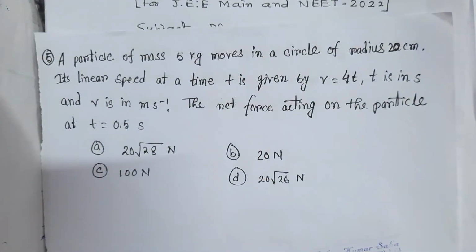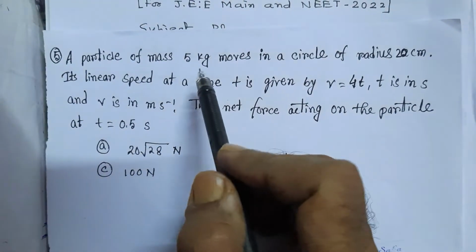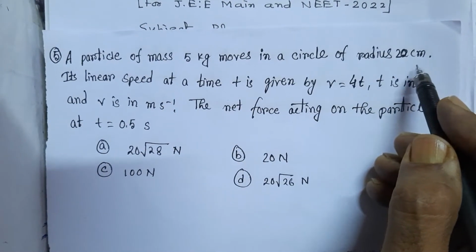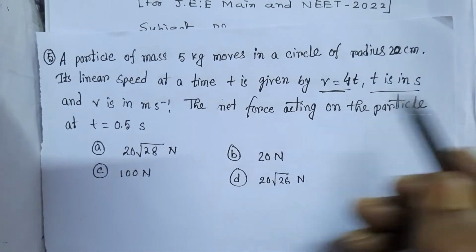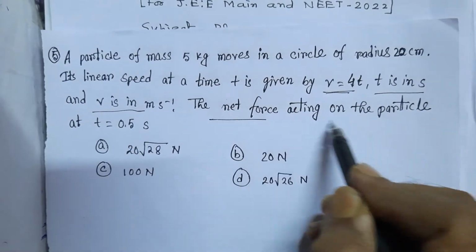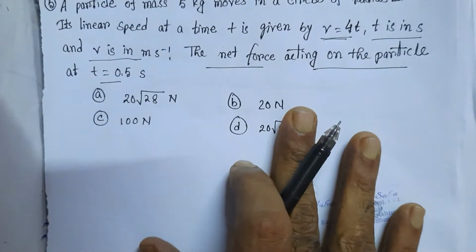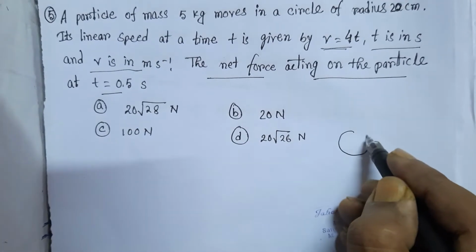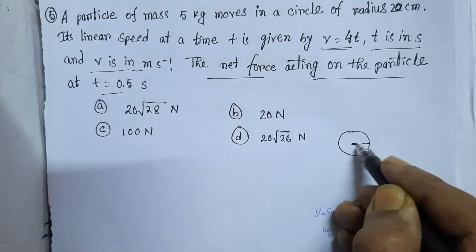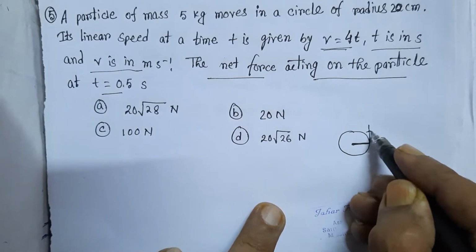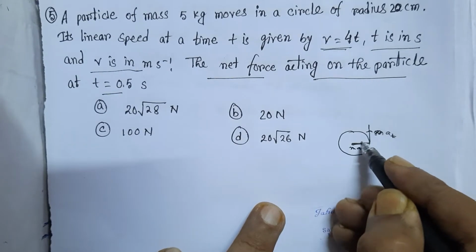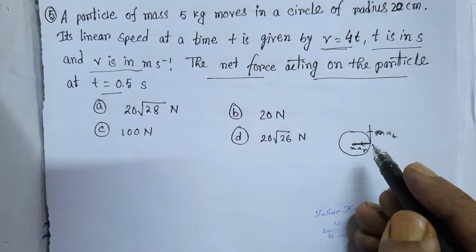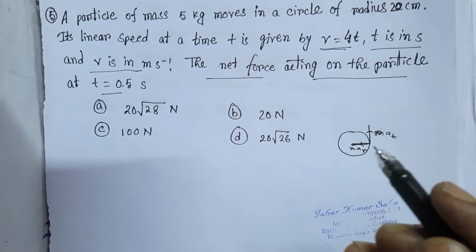In question number 5, we see that a particle of mass 5 kg moves in a circle of radius 20 centimeter. Its linear speed at a time t is v equals 40 t, where t is in second and v is in meter per second. Find the net force acting on the particle. The particle is moving with a variable speed. So both forces will act: the tangential force m a_T, and the radial force m a_r. Both of them will act, and the actual force acting is the resultant of these two forces.